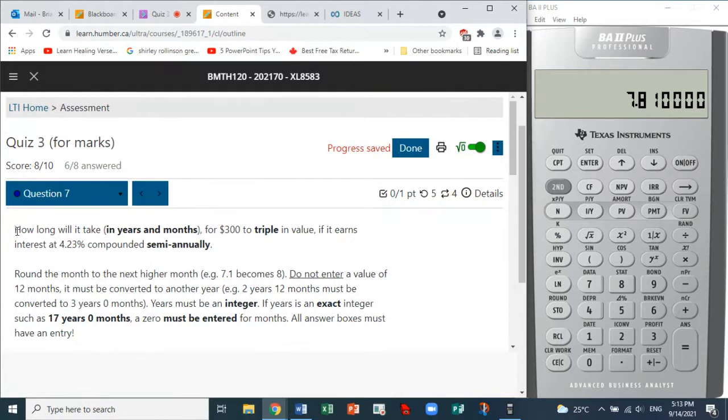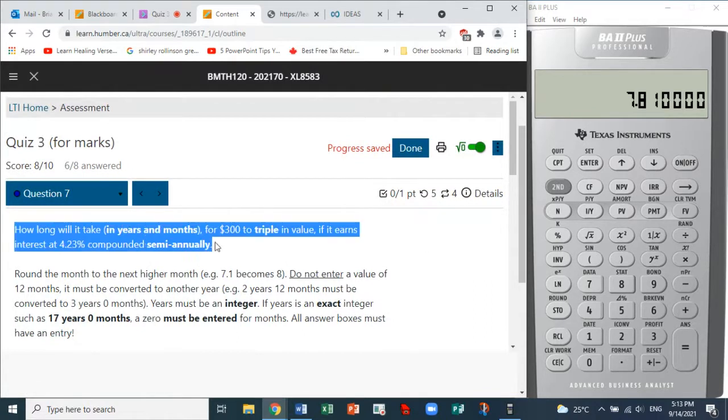Number 7, how long will it take in years and months for $300 to triple in value if it earns interest at 4.23% compounded semi-annually?